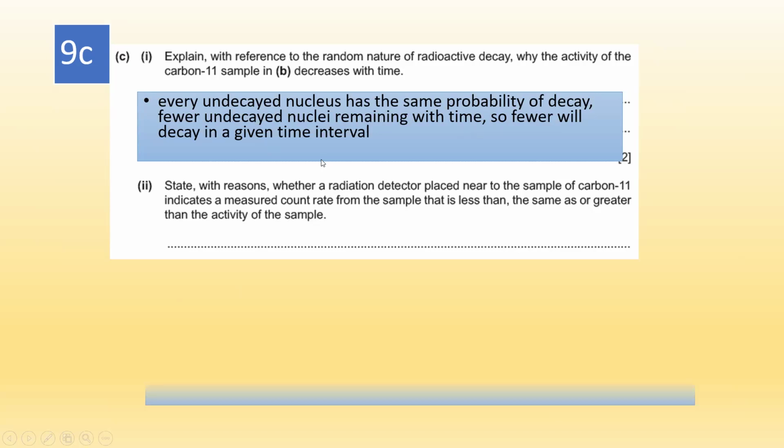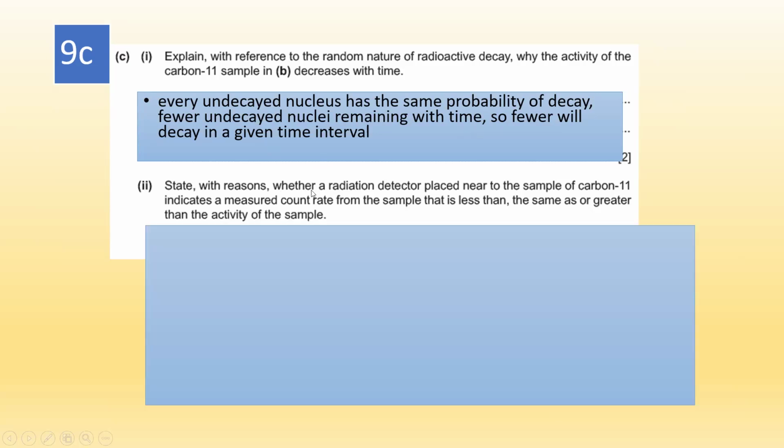Okay. State with reason whether a radiation detector placed near the sample of carbon-11 indicates a measured count rate from the sample that is less than, same as, or greater than the activity of the sample. Less than, because some emissions are absorbed before reaching the detector.